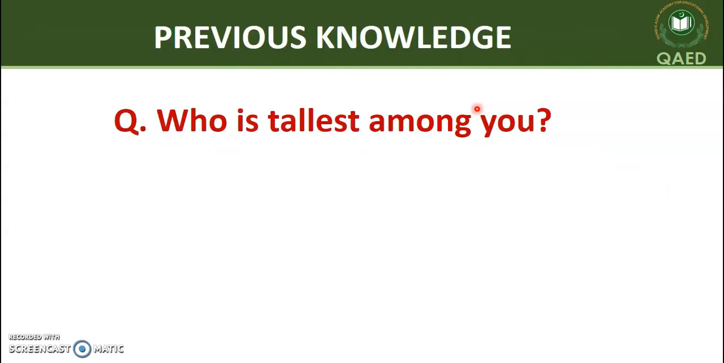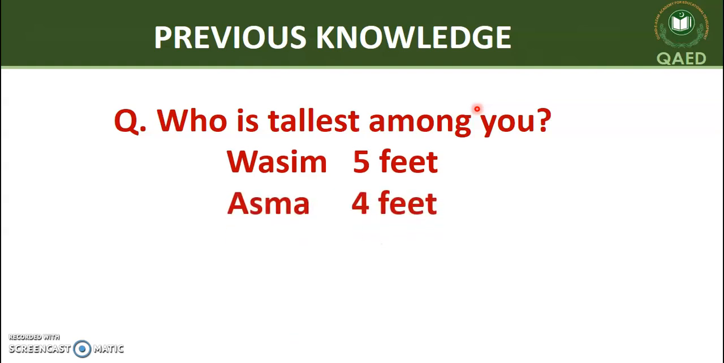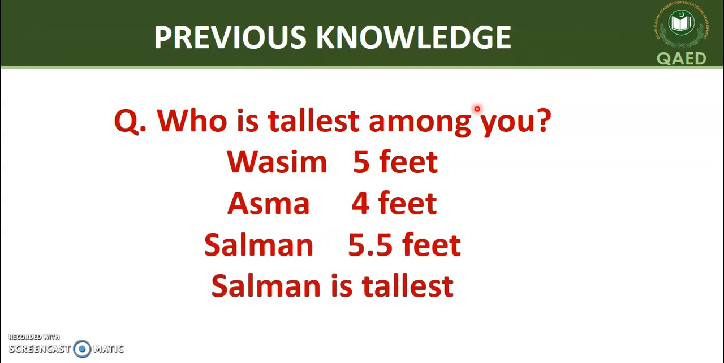Hello students, today we are going to do an interesting activity in the class. Can you tell me who is tallest among you? Oh, so both of you think that you are tallest? So let's have a competition, and we can involve another guy as well. Let's see. Wasim is 5 feet tall. Asma is 4 feet. Salman is 5.5 feet. So, Salman is the tallest boy in the class. Salman, you are the winner in the class, so now you are going to give a treat to your class fellows. Are you happy that you are tallest in the class?